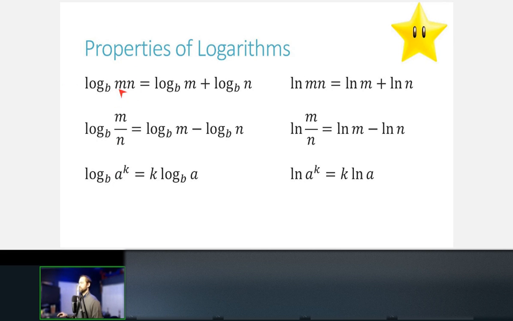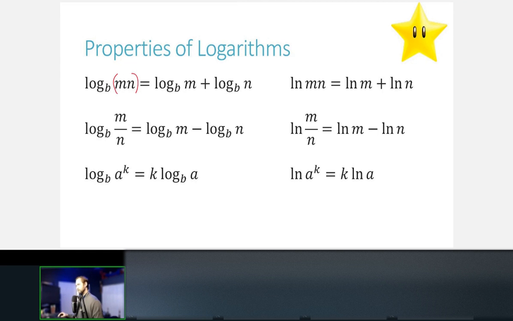Going back to these first 2. So when you have log base b of m times n, let's say it's 3 times 2, when you have log base b of 3 times 2, this expands with addition. So multiplication becomes addition. And by the way, if you're wondering, we don't need these parentheses. Like I don't need these, because even without them, it means the same thing.